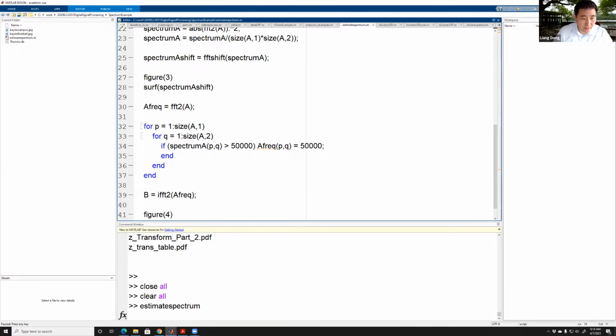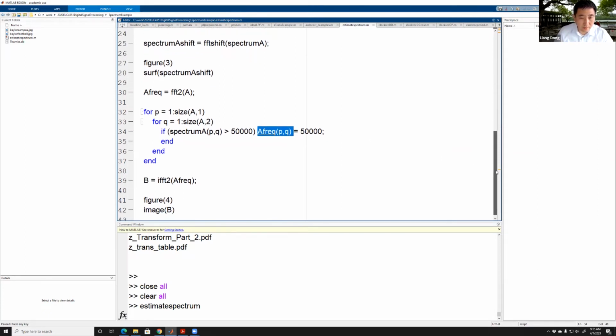say A frequency. And then this for loop is a very simple filtering. All I'm doing here is checking the spectrum. If the spectrum at this particular pixel, P and Q, is larger than 50,000, then the frequency component at this pixel becomes 50,000. So I'm simply capping that. In this filtering you can put in 0, but here I want to show the image. I simply cap it. If it's larger than that, I just cap it.